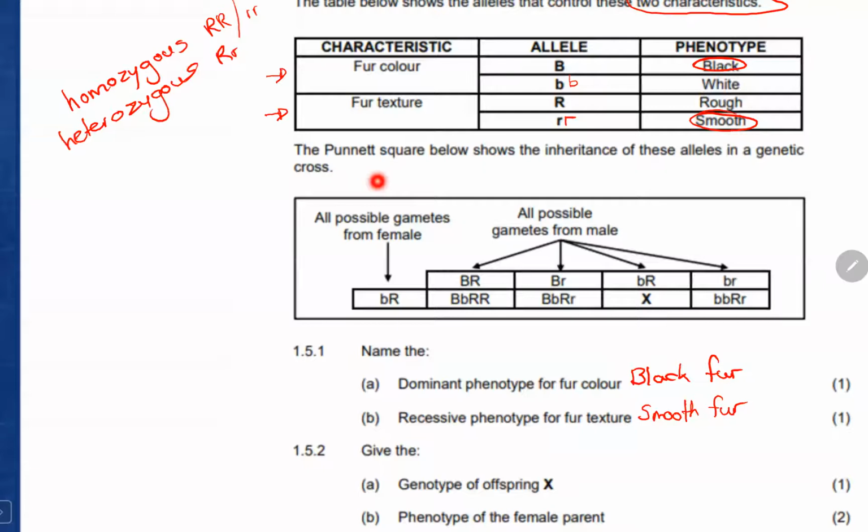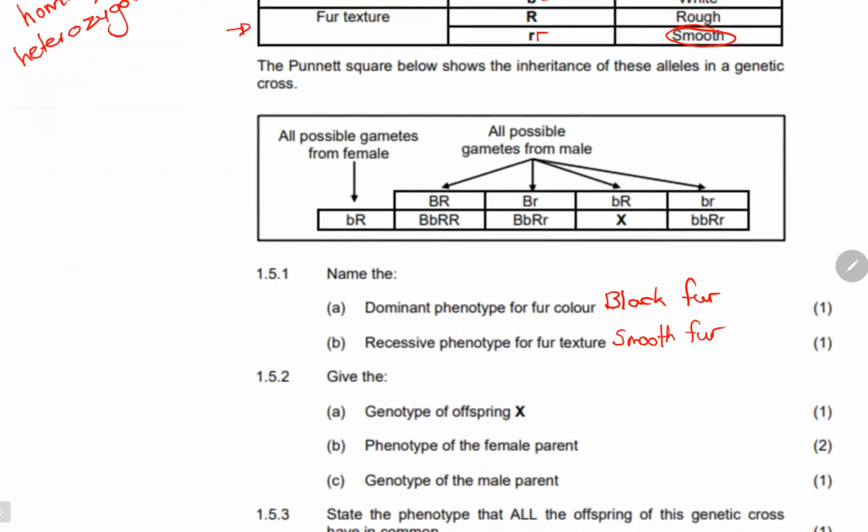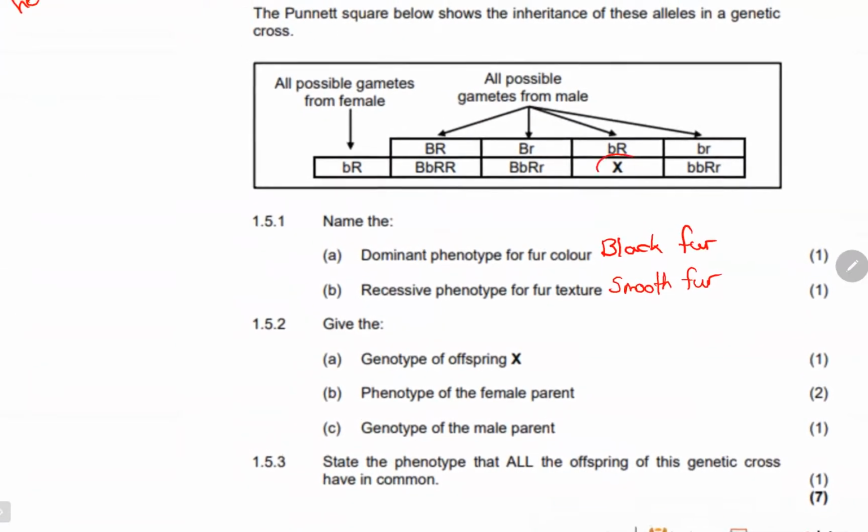Question 1.5.2 is asking us to give the genotype of offspring X. So where's offspring X? Over here. And remember, genotype is the genes. So here we need to give the alleles. If they're asking for phenotype, they don't want the alleles, they want the physical appearance.